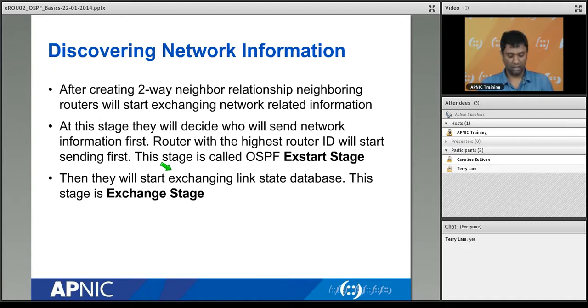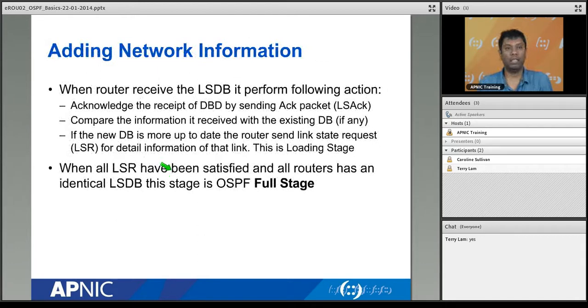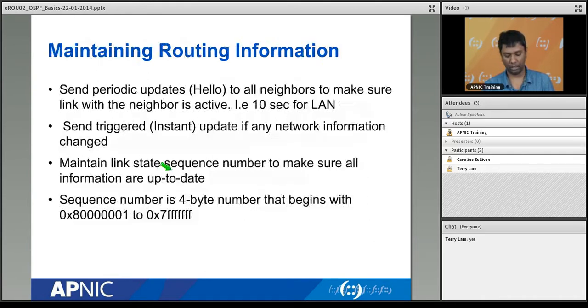After the exchange state, they verify it against their existing topology table. If they realize some of the network information is new, something they haven't learned before, then they ask for the detailed information, and the neighboring router needs to send the detailed topology information. When the detailed topology information has been exchanged, we call it the loading or full stage. Okay, so when they have exchanged the topology information, they use the SPF algorithm to build the routing table.